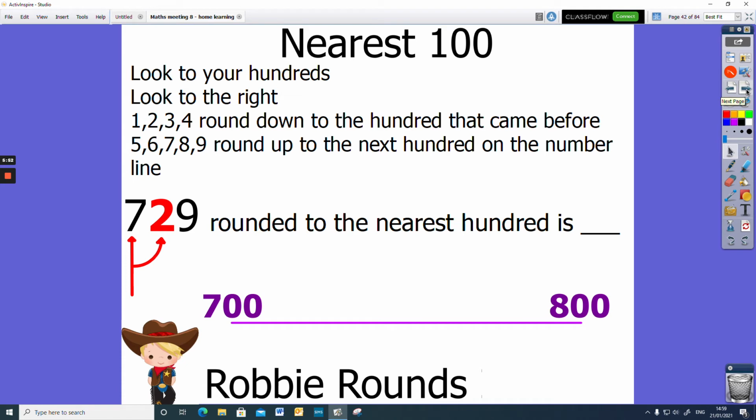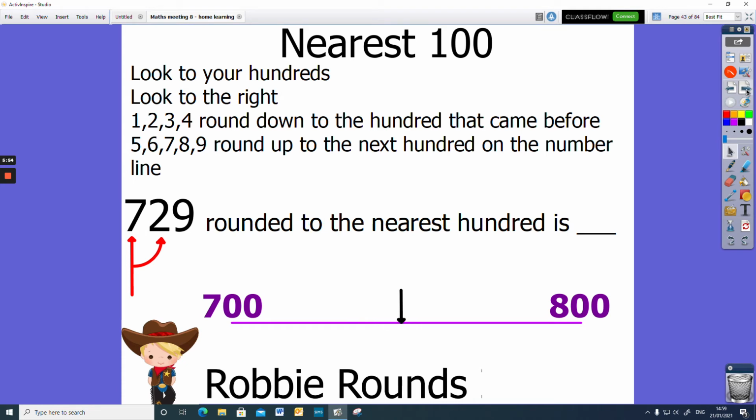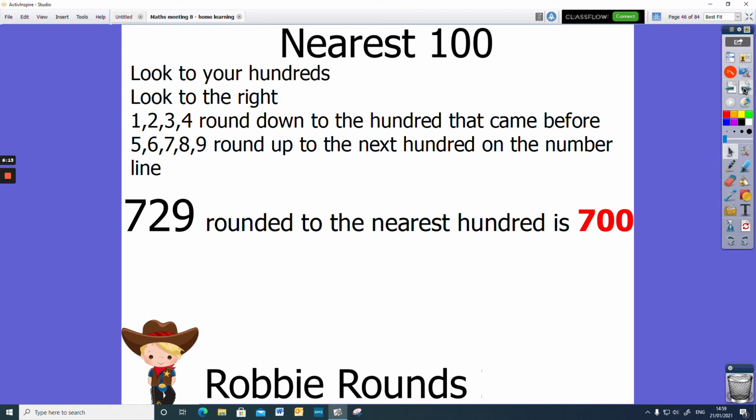Okay, so let's look at our number line. Halfway between 700 and 800 would be 750. And we know that 729 falls roughly about there in our number line. And we can already see which multiple of 100 it's closest to. That's right, it's closest to 700. 729 rounded to the nearest 100 is 700. Well done if you got that one correct.